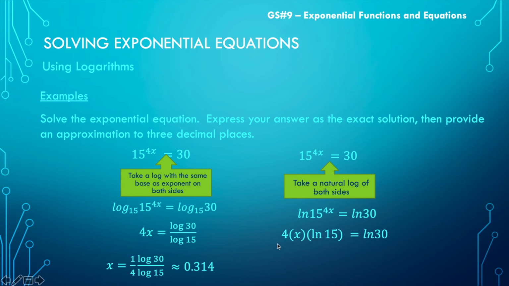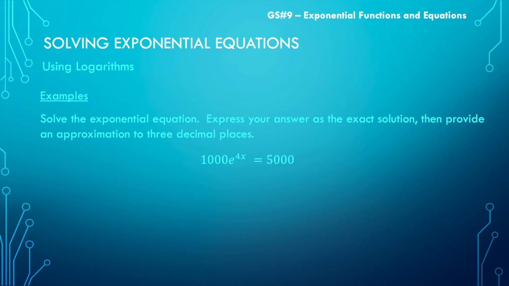And so now we want to isolate x. And remember that this is 4 times x times ln of 15. So I'm going to divide out everything but the x. I'm going to divide out the 4 and the ln of 15. And so when I do that, I end up with ln of 30 divided by 4 ln of 15, and that whole thing is equal to x. We can go ahead and get an approximation from our calculator, which should be the exact same thing.